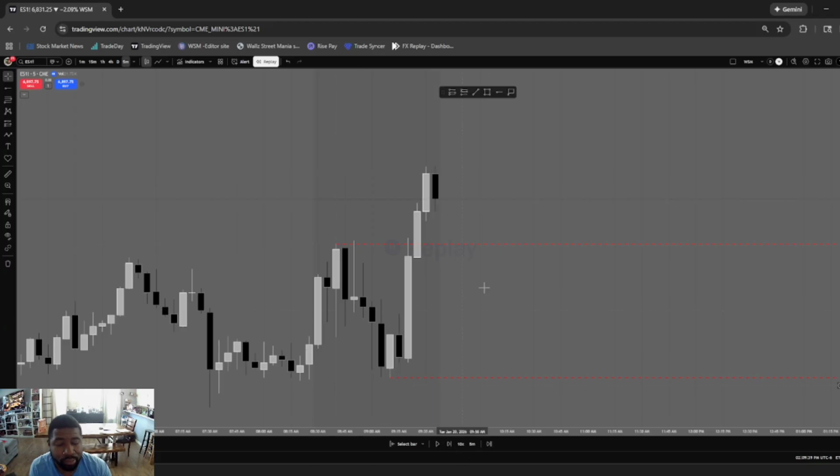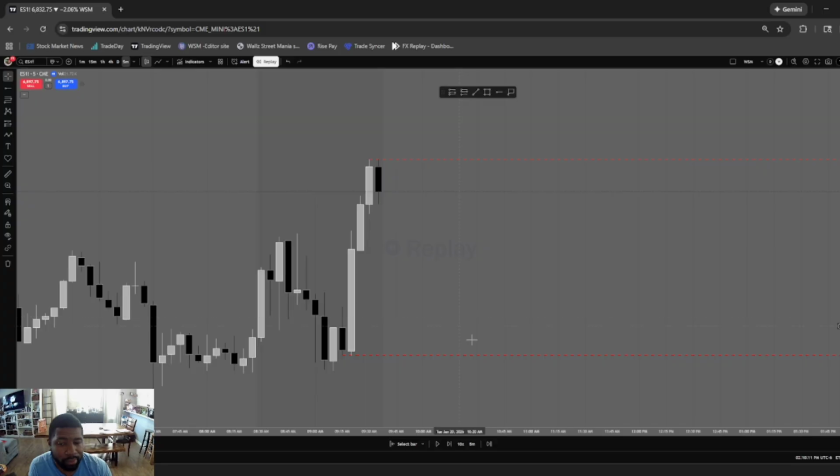Boom. Now that we had a pullback, guess what happens? This right here becomes my new swing high because we had a pullback. So now if you want to say the major of it, this is my major swing low, this is my major swing high. You can technically classify this as a swing low because this was the black candle that formed it in a white candle, which means the lowest of the two is here. So this is technically my swing low. All right, my most recent one.